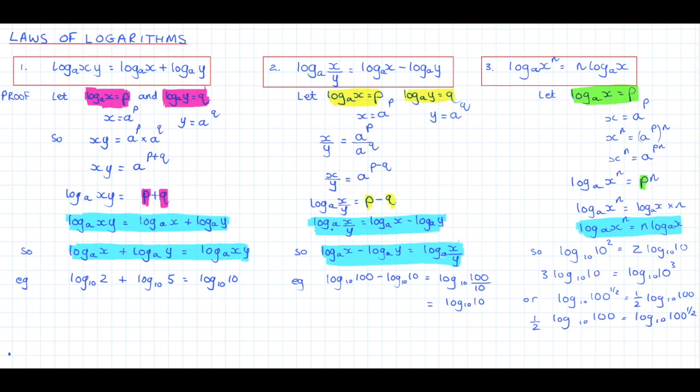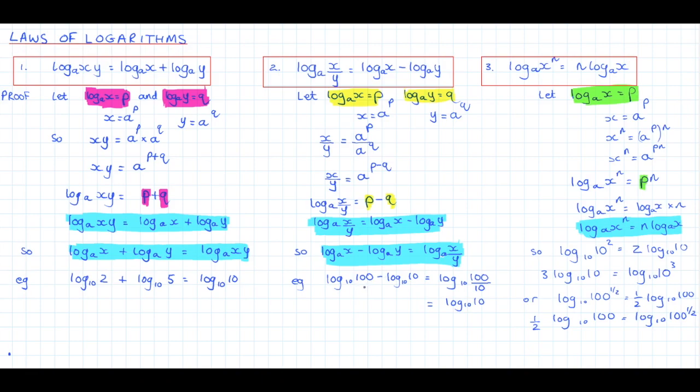Now similarly here, the second logarithmic law, log x divided by y, is equal to log x to base a minus log y to base a. Now it's a very similar proof and I've written it out there for you. What they're saying here then is log x to base a minus log y to base a is equal to log x divided by y to base a.